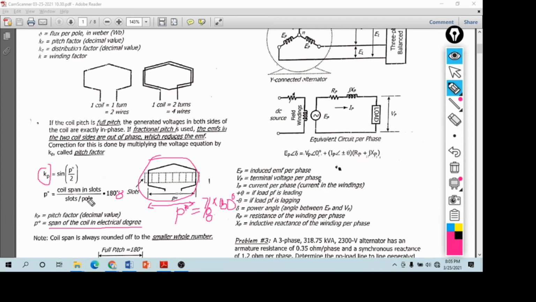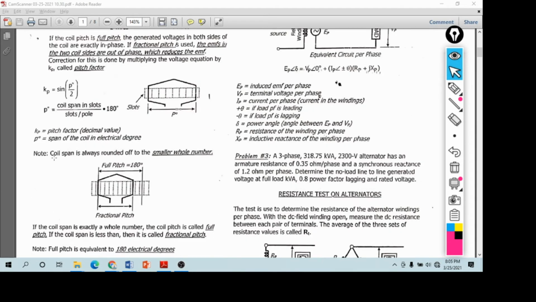Unless it is given that the span of the coil in electrical degree is 120, divided by 2, so sine 30. So you can have the answer. So that is the pitch factor. Remember that one. Note, coil span is always rounded off to the smaller whole number. Remember this one, rounded off to the smaller number.